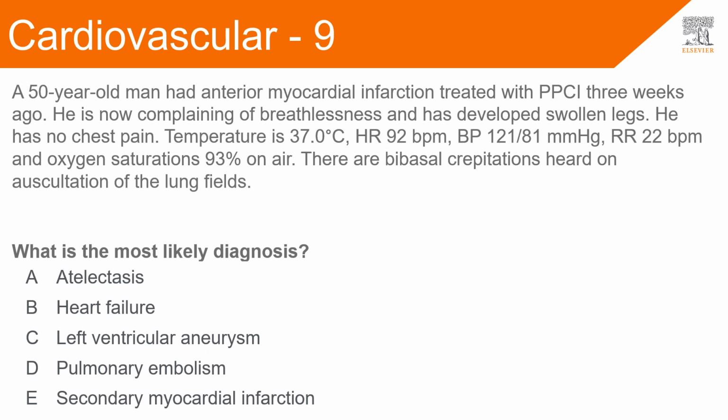So what's the most likely diagnosis? Is it A, atelectasis? B, heart failure? C, left ventricular aneurysm? D, pulmonary embolism? Or E, secondary MI? What do you think is the most likely underlying diagnosis? This is a 50-year-old man 3 weeks after a heart attack. What's happened to him? And why?